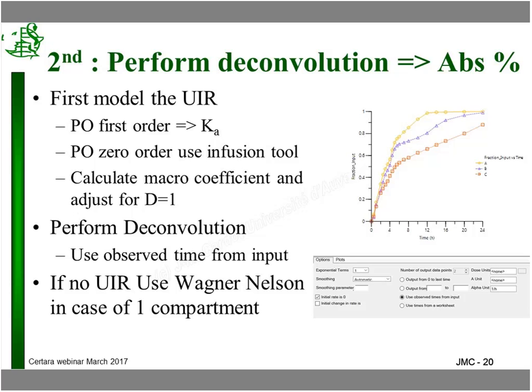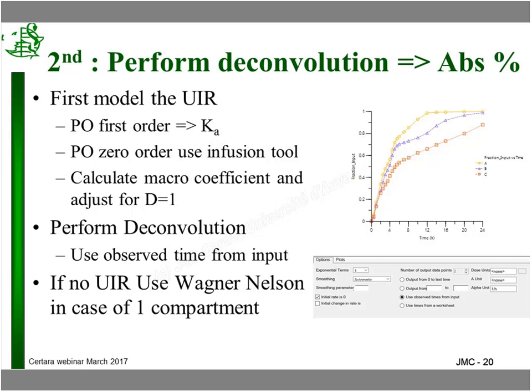an infusion, and in this case I will use the infusion tool, knowing that the Tmax is going to correspond to the end of your zero order input. That means, in quotes, the end of your infusion, even if you are in PO. You are going to calculate your macro coefficient and macro exponent, and you are going to adjust them to a dose of 1, independently of your initial dose. Why? Because this unit impulse response is for one unit, for 1.